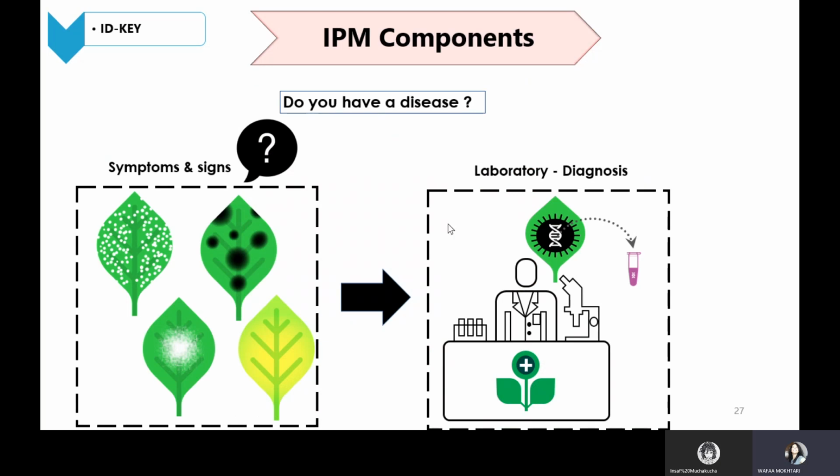For diseases, you should know what we call symptoms and signs. Those symptoms and signs are so important, especially if you are in the field and you want to know your problem. And of course, you may not have the time or even the money to diagnose in the laboratory. So you should know most about the signs and symptoms.